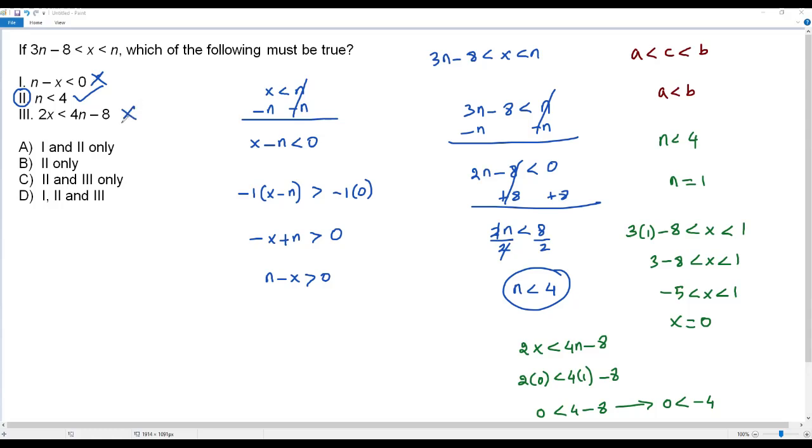So among the given three statements, only the second statement is correct. Answer choice B says correctly that only statement 2 is true. So the correct answer choice for this question is option B, 2 only.